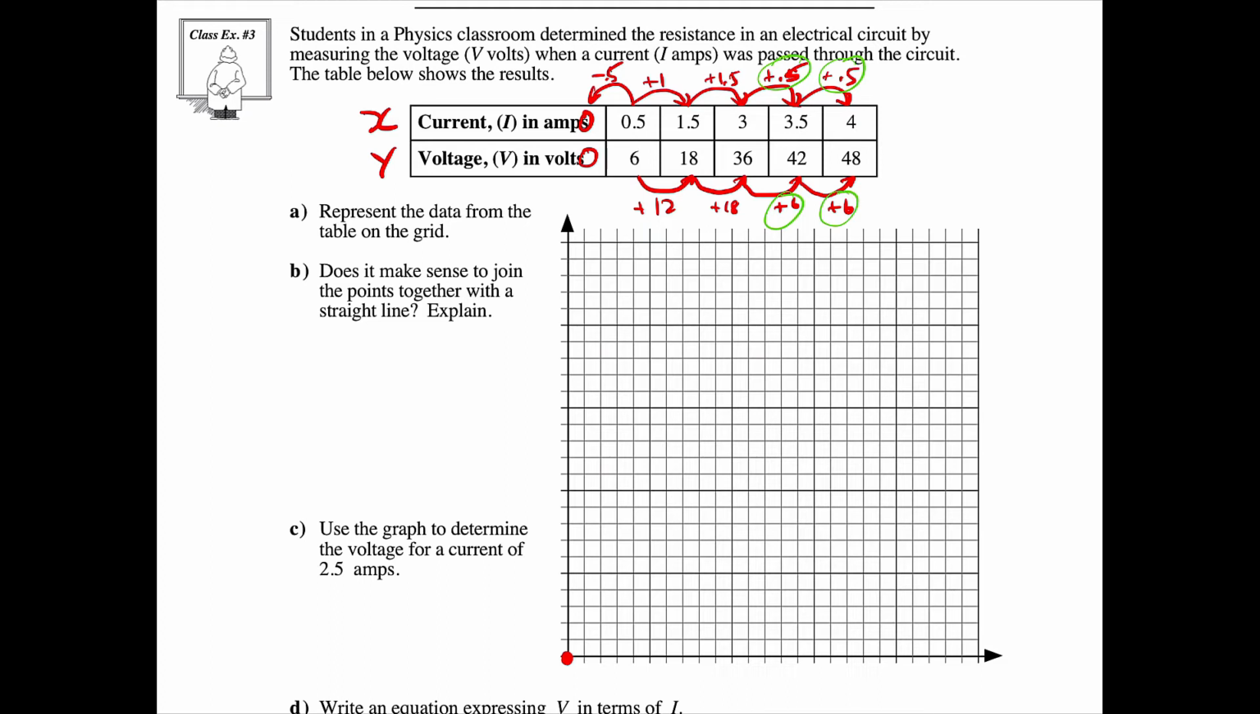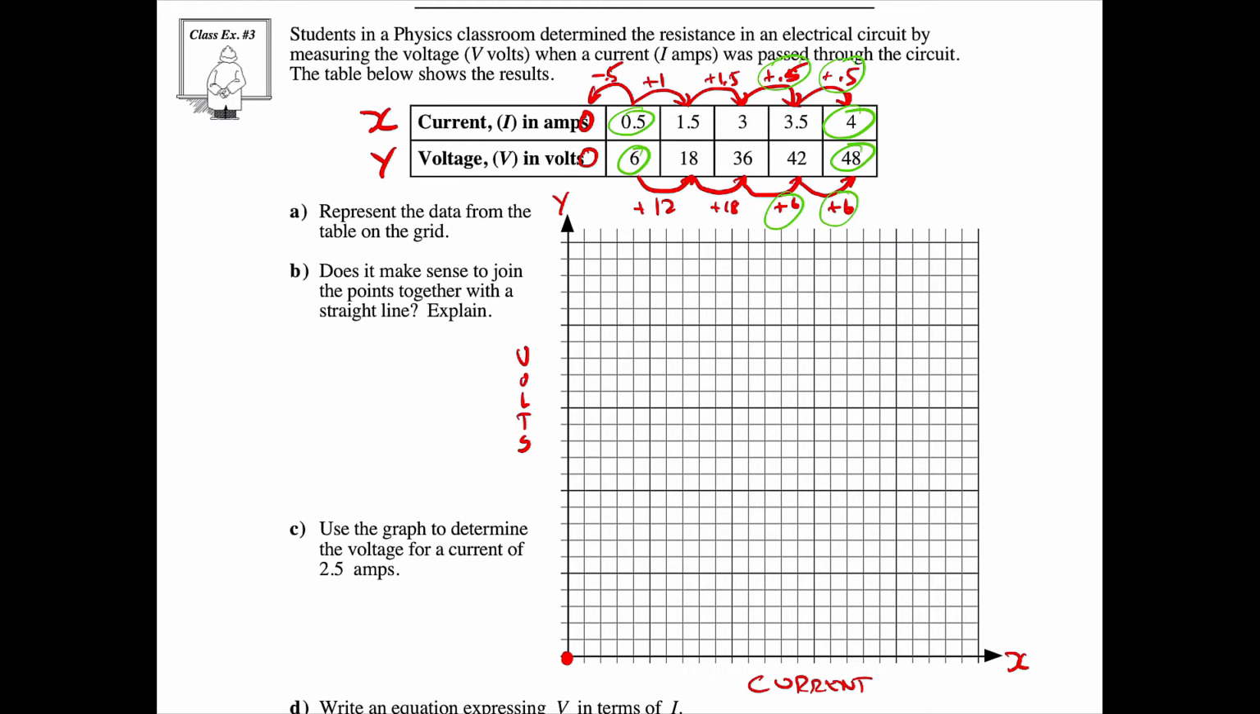Okay. Now it tells us to represent the data from the table onto the grid. So remember, going up and down, that's my Y. Going horizontally, that's my X. The X happens to be current, and the Y is volts. Now what we need to do is look at the maximum readings that we have. Well, 48 and 4. And you can see our lowest numbers do not go below 0. So that's why we don't have anything outside of quadrant number 1 right here.